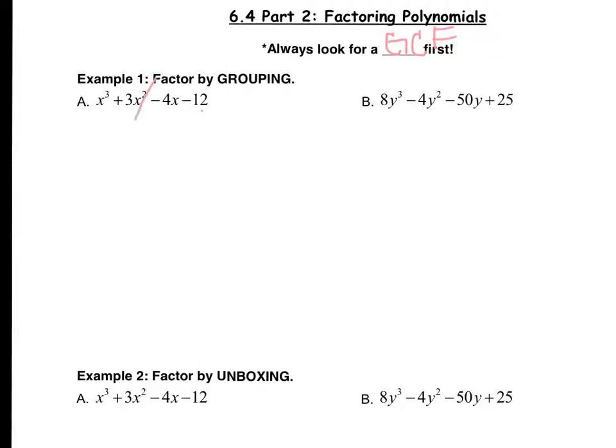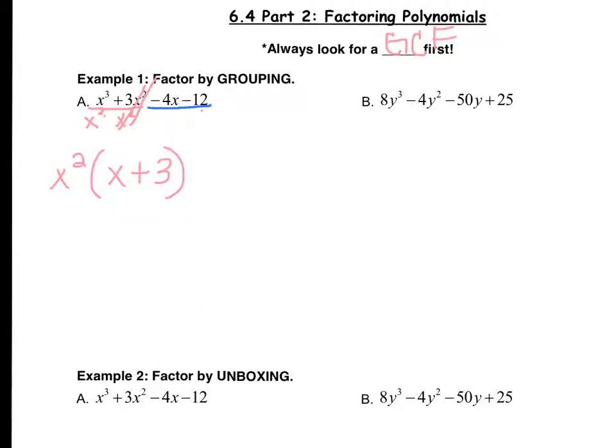So after the first 2 terms, we're going to split it in half, so after the 3x squared. Keep in mind that negative sign goes with the 4x. So let's just look at the first part, the x to the third plus 3x to the second. If we pull the GCF out of those two, we'll see that we can divide them both by x squared. So let's write the leftovers. X to the third divided by x to the second is x, and 3x squared divided by x squared is 3. So we have factored the first half.